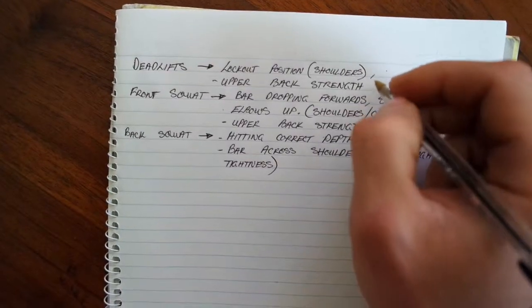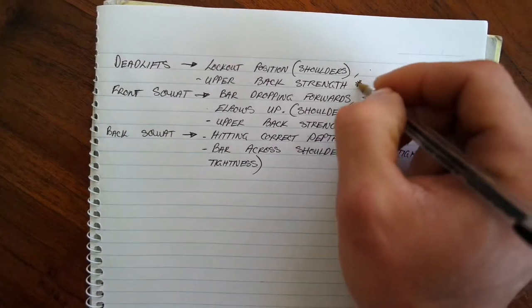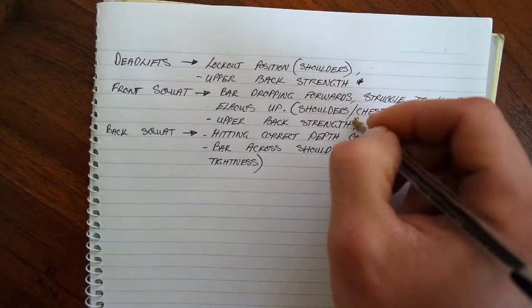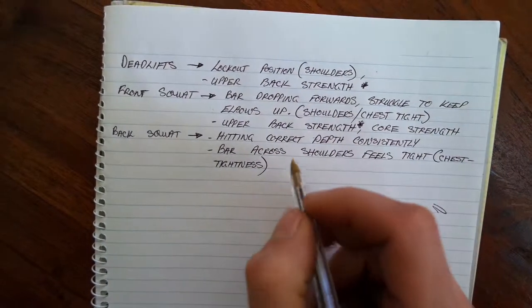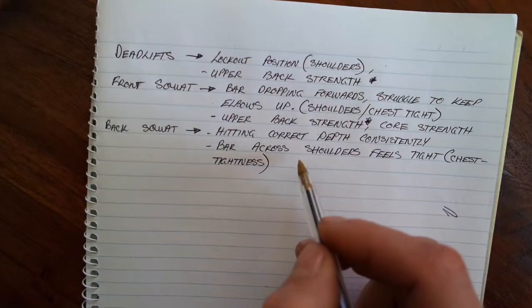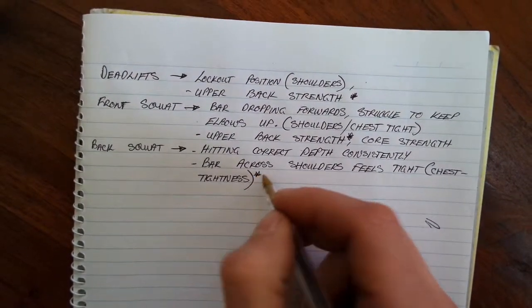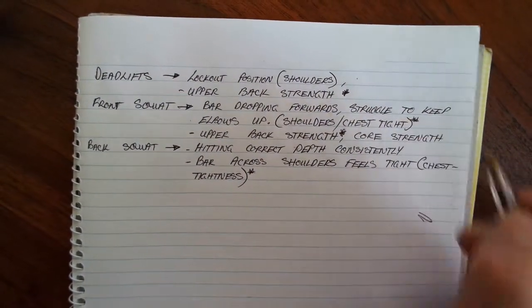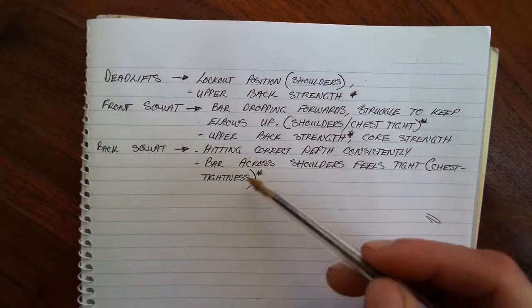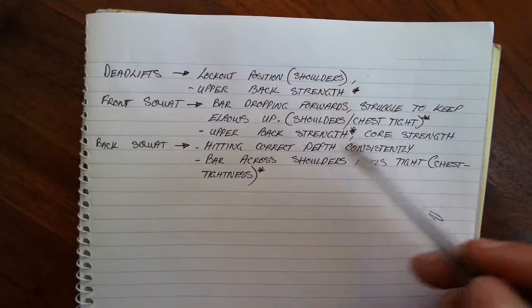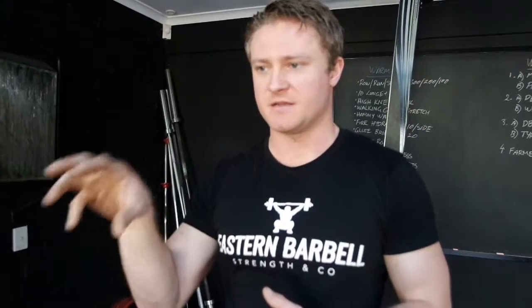So I'm going to put an asterisk next to upper back strength here, upper back strength here, and then again here we've got the bar across the shoulders feels tight because of chest, so there's another asterisk here. So this is obviously a problematic area to do with the thoracic region of the torso. Grouping areas that you find are the same together gives you almost like the start of a program for you to actually go away and start working on those things.